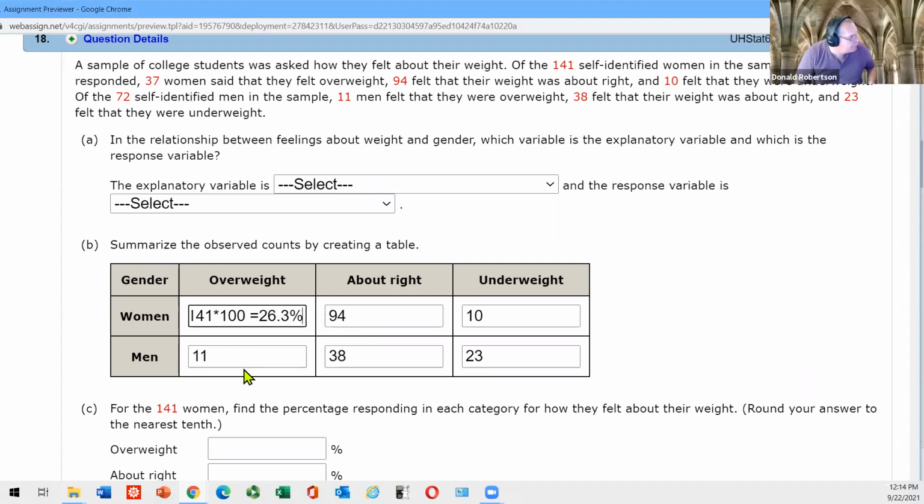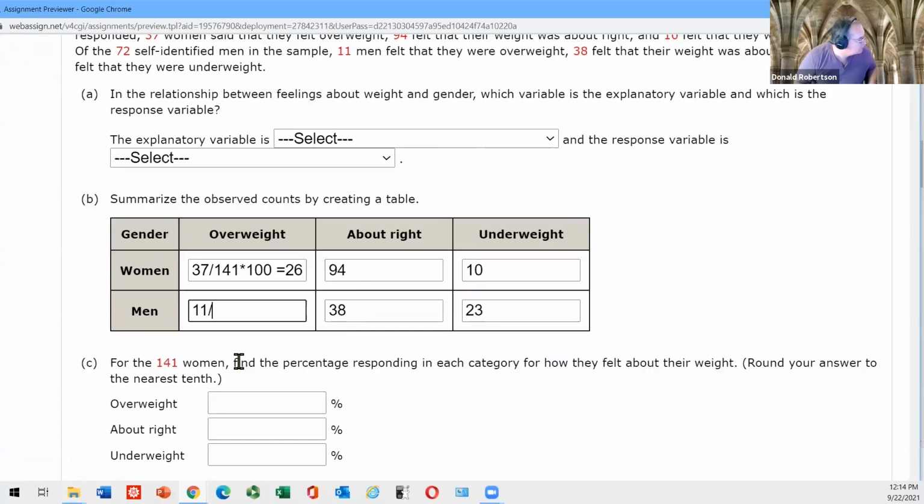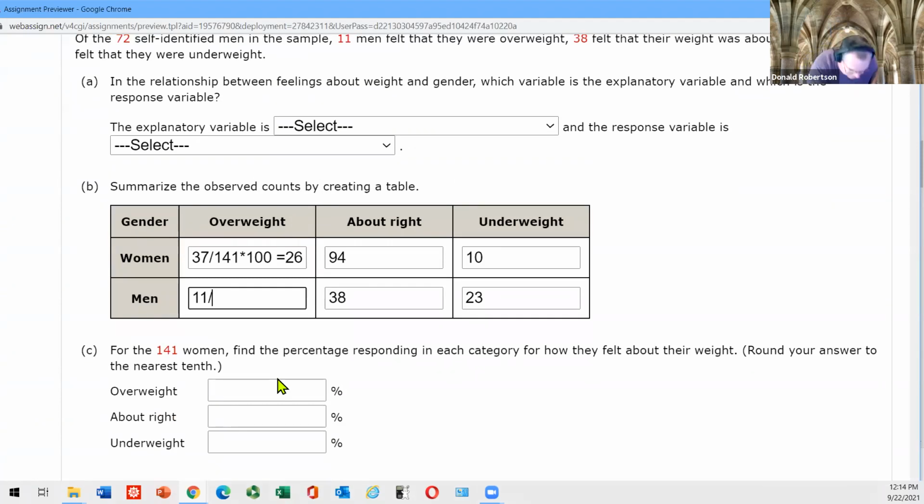Now, if we do it with the men, it's 11 out of 70. How many men was it? 72. Right. So 11 out of 72, and then make it a percentage by multiplying it by 100. 11 divided by 72 comes out as 15.3%.